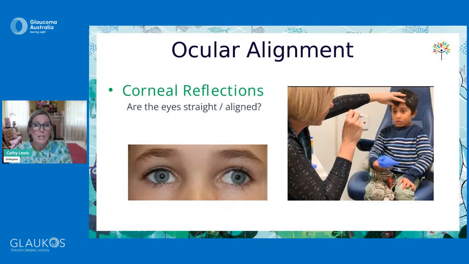So looking at the close-up images on the screen, you can see the eye to your right is turned outwards, and the light reflex in that eye is displaced inwards, closer towards the coloured iris. So this would indicate an outwards eye turn, and that eye would possibly have amblyopia.